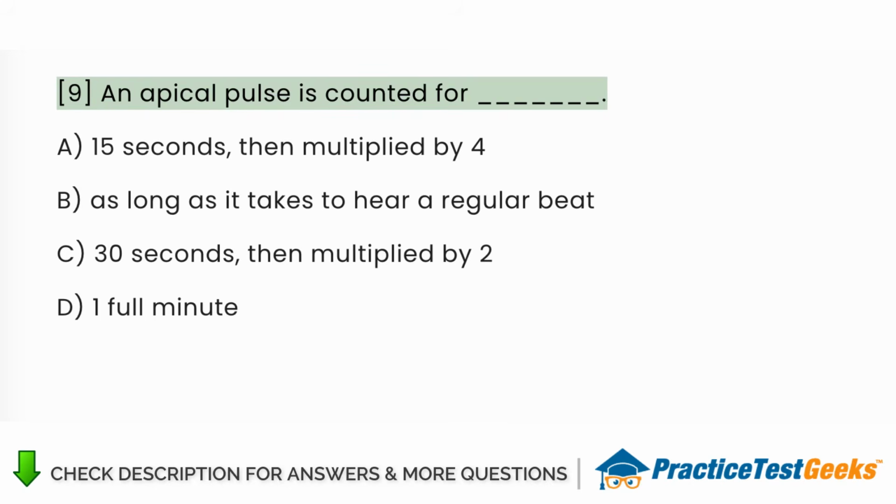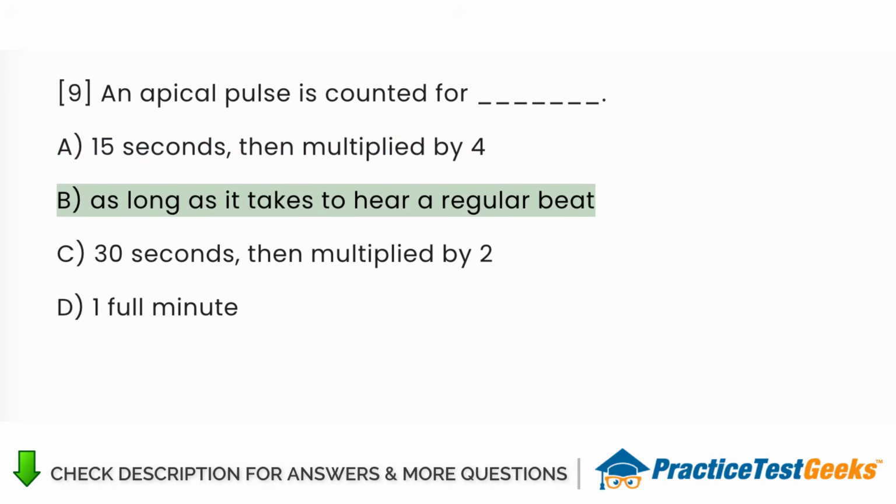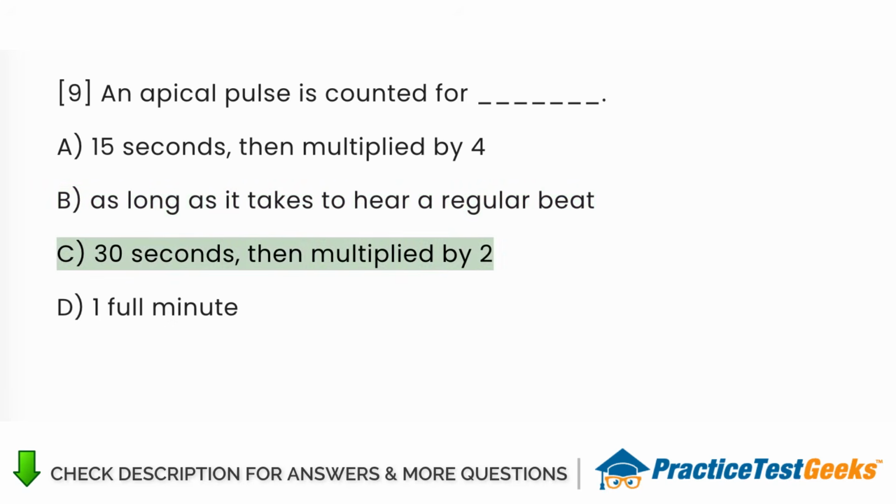An apical pulse is counted for A. 15 seconds, then multiplied by 4. B. As long as it takes to hear a regular beat. C. 30 seconds, then multiplied by 2. D. 1 full minute.